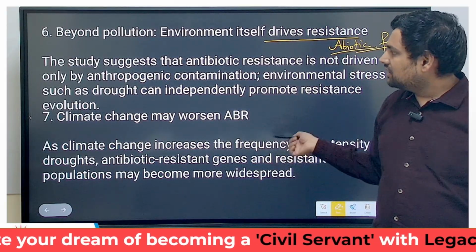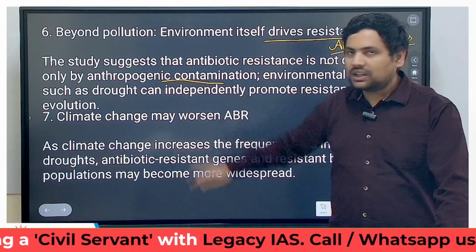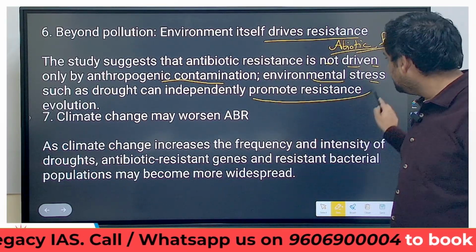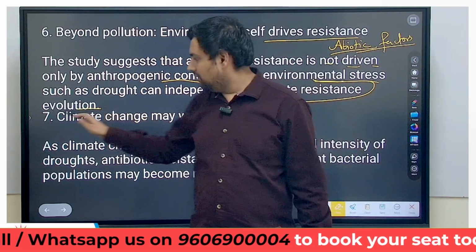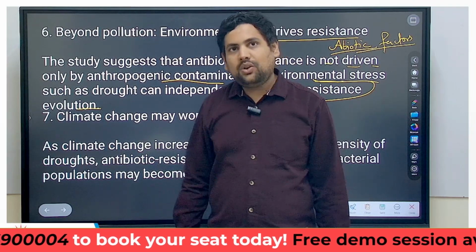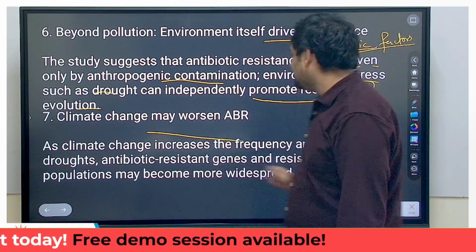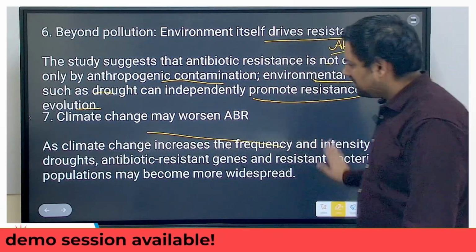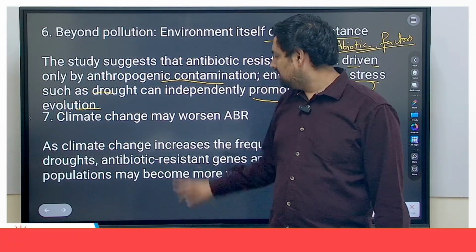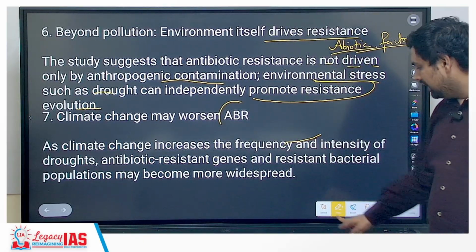So the study suggests that antibiotic resistance is not driven only by anthropogenic contamination. Environmental stress such as drought can independently promote resistance evolution. So drought is a completely abiotic condition, correct? There also it can lead to an increase in antibiotic resistance. Then, climate change may worsen ABR. Why? Because climate change may worsen cases of drought, correct? So if drought conditions worsen, then ABR will also get worsened. Understood?